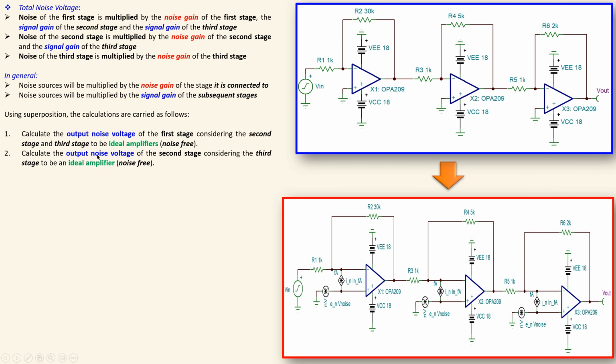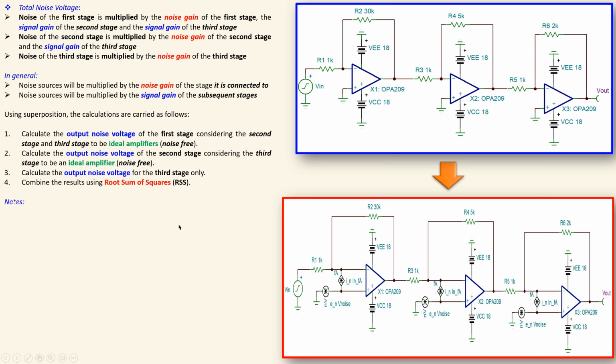Then we will do the output noise voltage of the second stage only, considering the third stage to be an ideal amplifier, so it is noise free. And then we will calculate the output noise voltage due to the third stage only, so we will have each separate stage separately contributing to the output, and we will add them up. Now that will be combined, of course, not in a linear form, but using a root sum of squares because we are considering noise powers.